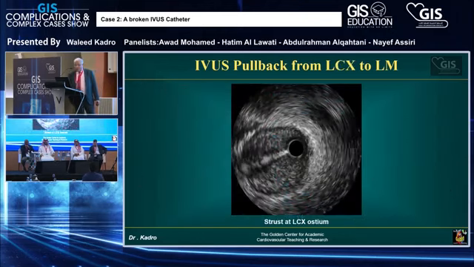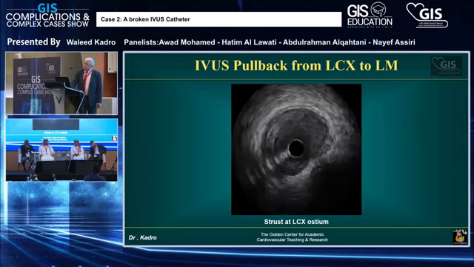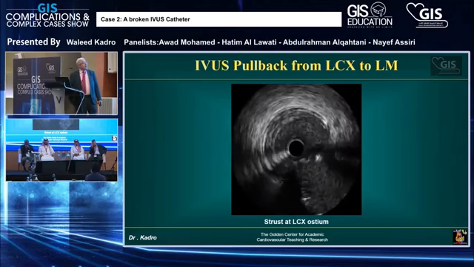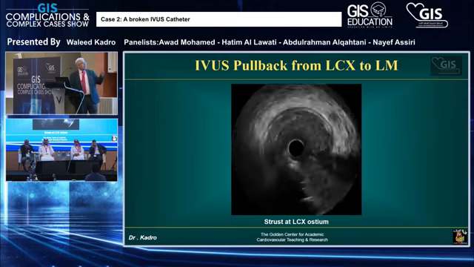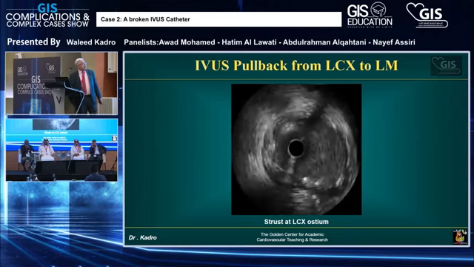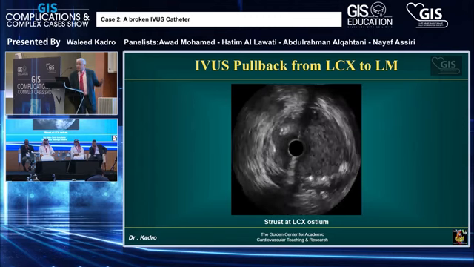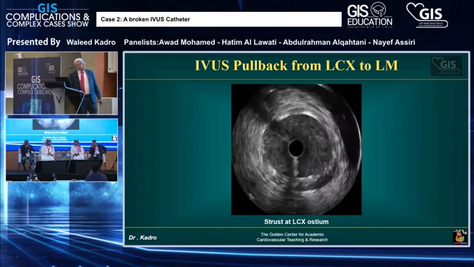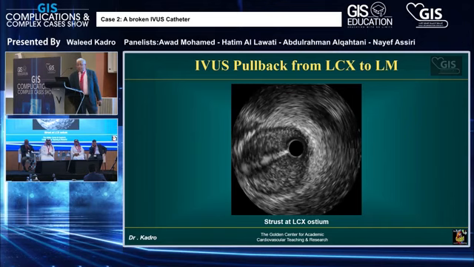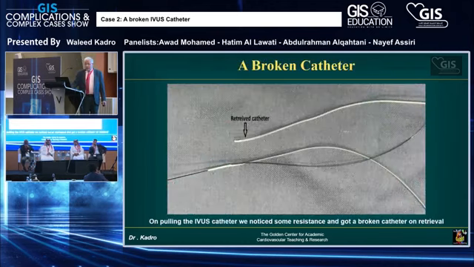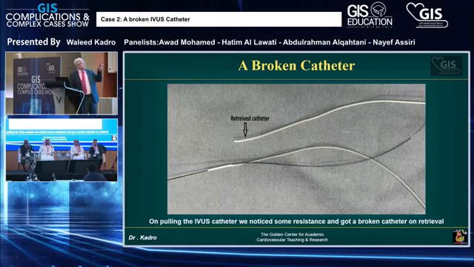So just to complete, we put the wire through the circumflex and did the pullback from the circumflex, and you see the circumflex has no plaque burden. We then crossed the ostium of the circumflex and entered the left main. When we were pulling the catheter, we noticed some resistance, and when we got the catheter out, you see it is a broken IVUS catheter.